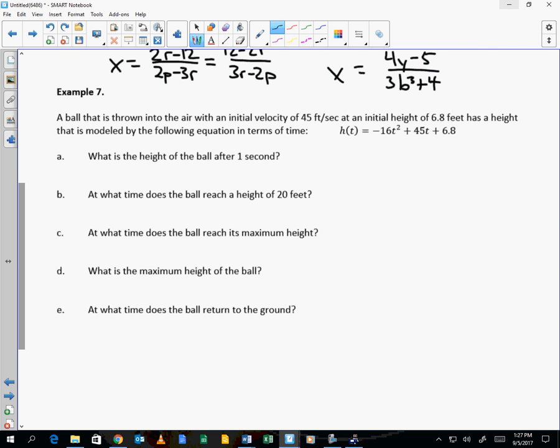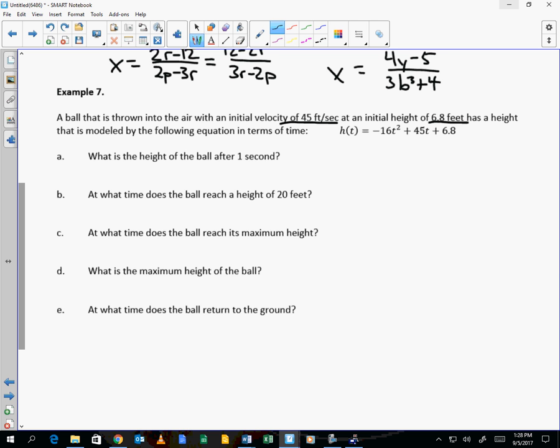All right. A ball is thrown into the air. It has initial velocity, meaning it has some kind of speed and momentum behind it as you throw it. Initial velocity is 45 feet per second. Initial height is 6.8 feet. And the height is modeled by this equation. In the equation, do you see the numbers 45 and 6.8? Yeah, that's not by mistake.